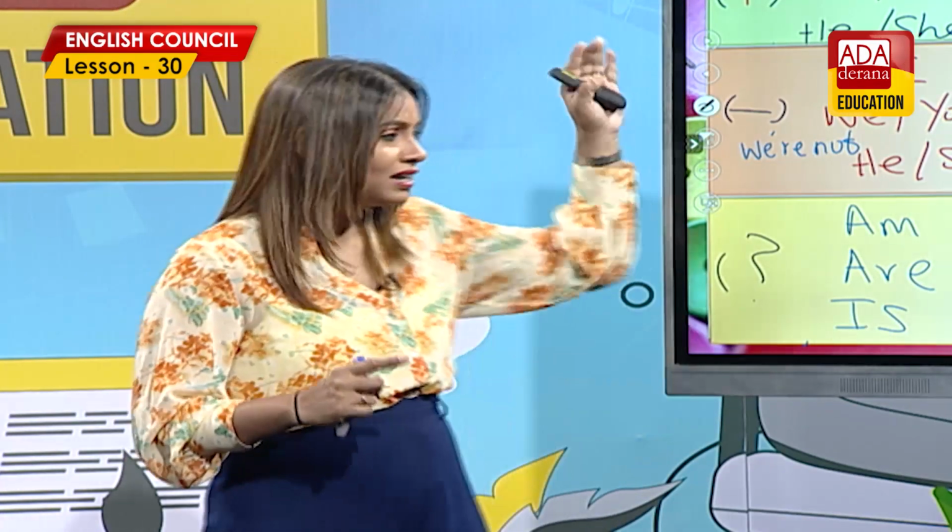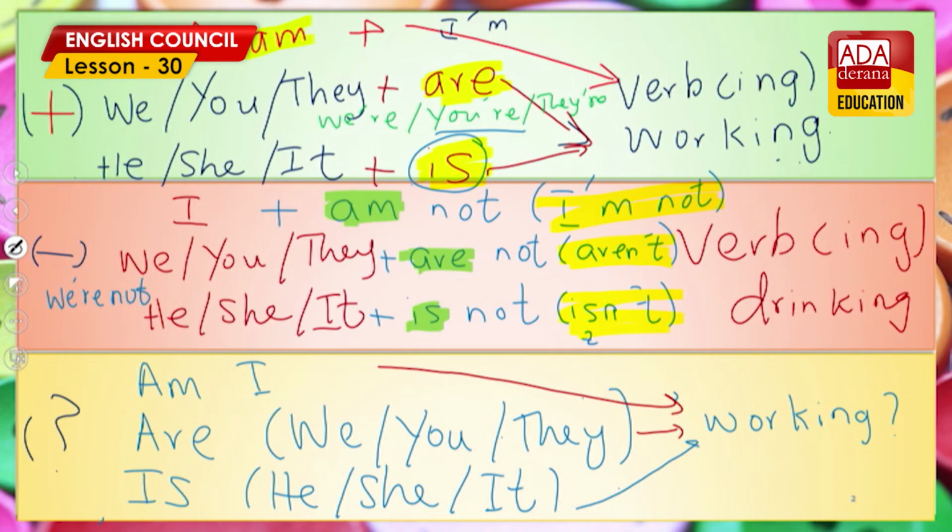Let's recall a little and go down. Positive, negative, question. Okay, let's give them the screen. Now the green box, red box, yellow box, all the three boxes, right? Positive, negative, question. The verb is stand. I am standing, we are standing, you are standing, they are standing, he is standing, she is standing, it is standing. Negative, I'm not standing, we're not standing, you're not standing, they're not standing, he isn't standing, she isn't standing, it isn't standing. Question, am I standing? Are we standing? Are you standing? Are they standing? Is he standing? Is she standing? Is it standing?